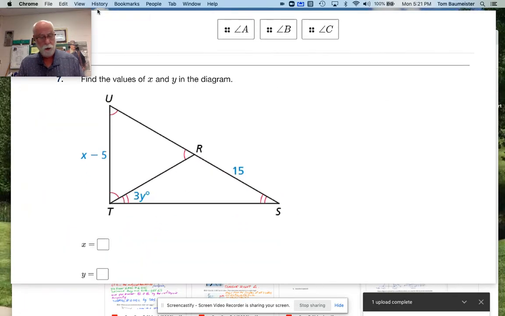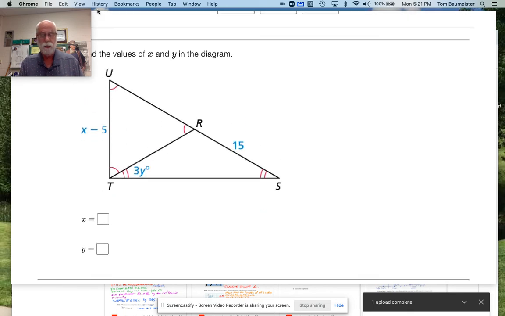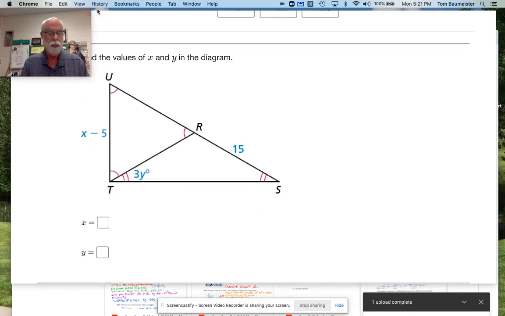Okay. So now we're going to use what we just talked about in number 7. So we know that by this angle here, we know that these 3 angles are the same. So we know it's equiangular, and since it's equiangular, we know that it's also equilateral. So we know that each of these sides is equal to x minus 5.